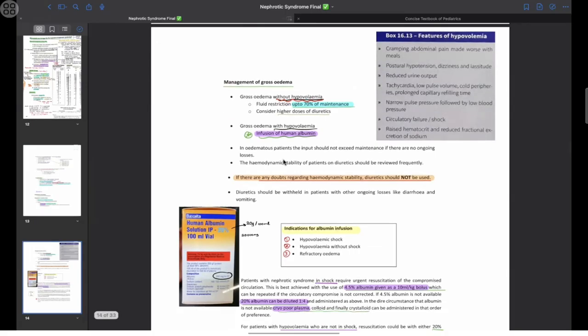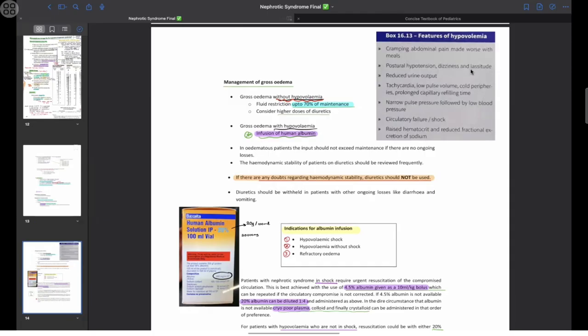Now, because we are dealing with hypovolemia, I'll tell you the features of hypovolemia. You can have cramping abdominal pain made worse with meals. You get this pain because hypovolemia means there is reduced perfusion to these organs, so they get this ischemic pain.